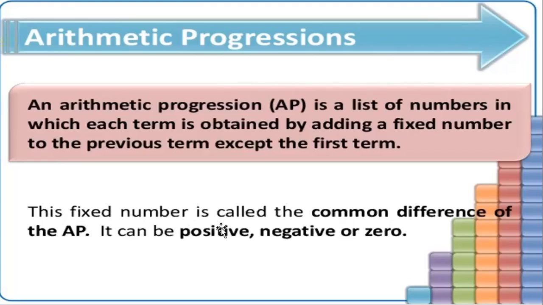This fixed number is called the common difference. The fixed number that we add to get the next number in the sequence is called the common difference of an AP. It can be positive, negative, or zero. We have already seen the examples of positive d, negative d, and a sequence in which d is equal to 0.